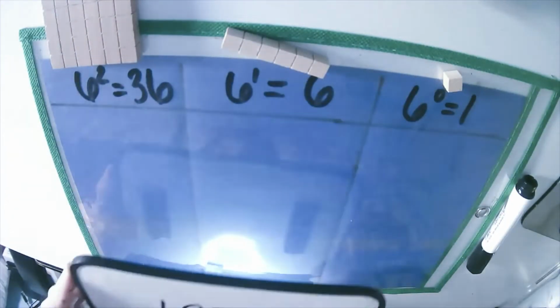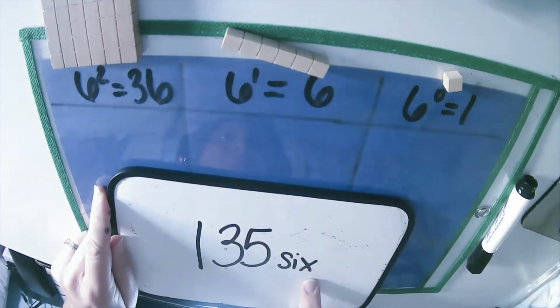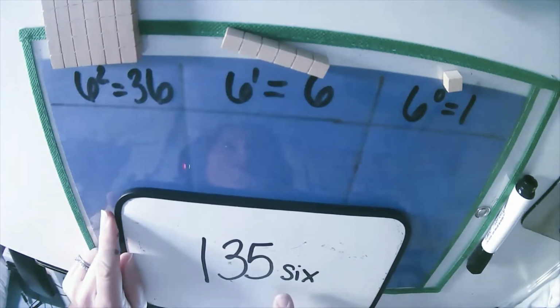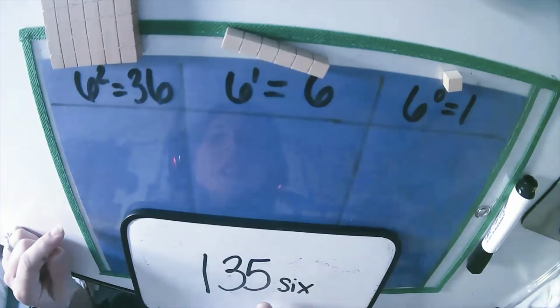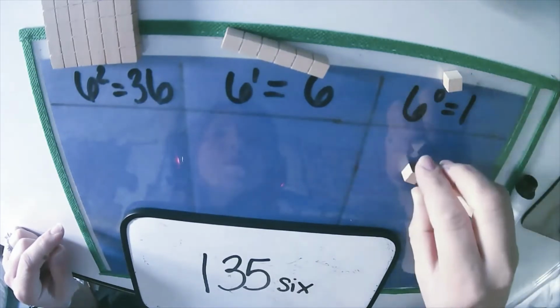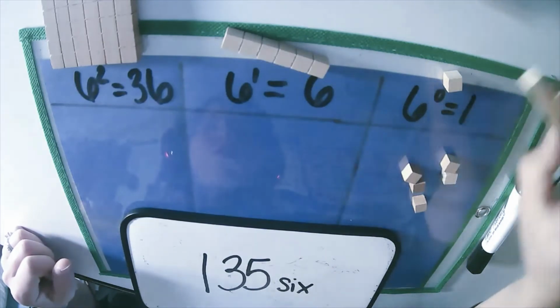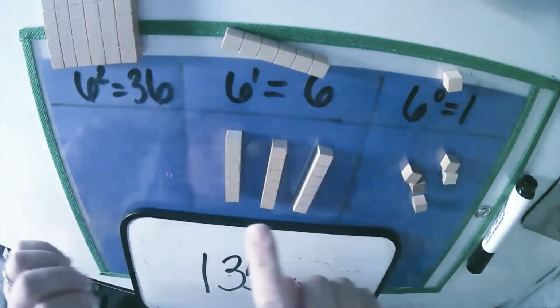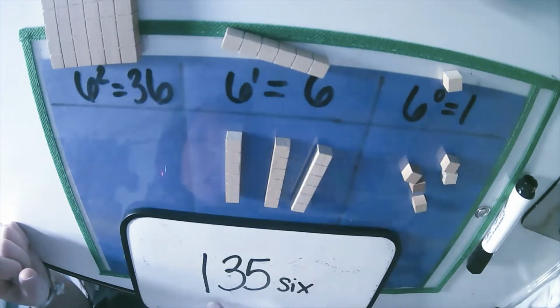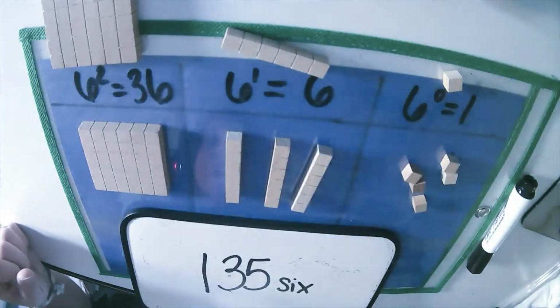Let's say I wanted to convert 135 base 6. Now we're in base 6, okay? Notice my subscript is 6. So that means I need 5 units. So 1, 2, 3, 4, 5. I need 3 strips, 3 rods, 3 longs, whatever you want to call them. 1, 2, 3 of those. And I need 1 of my mats, okay?